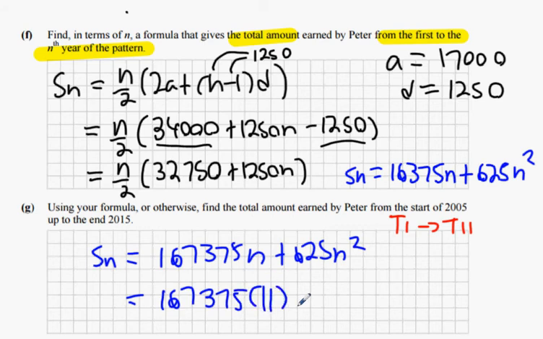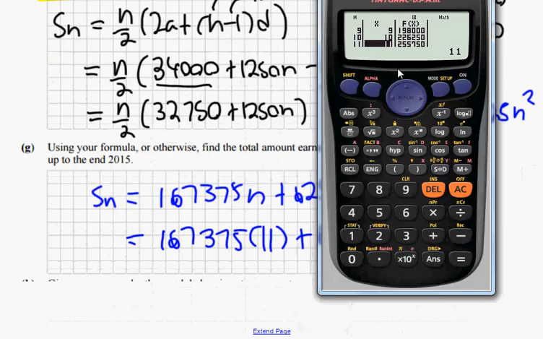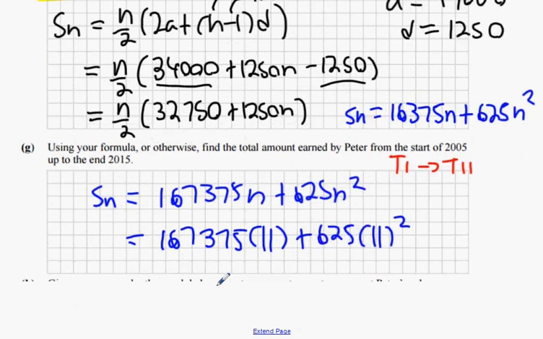16,375 multiplied by 11 plus 625 times 11 squared. I actually didn't write down the answer, as it turns out, in my notes, so I'm just going to go with that. It's 255,750. Somebody check that out for me and see if it disagrees or not. Is it alright? Okay.